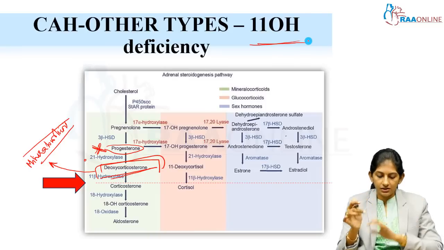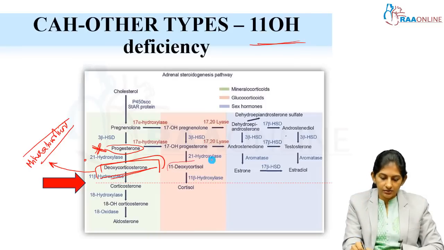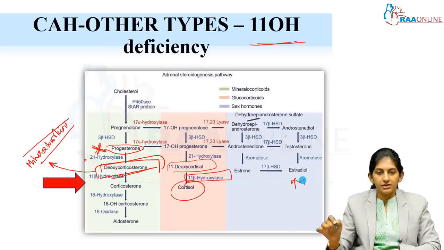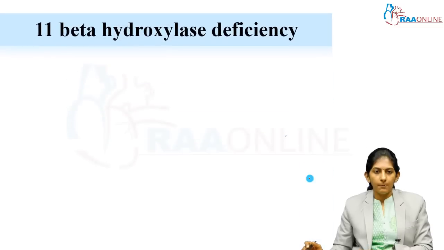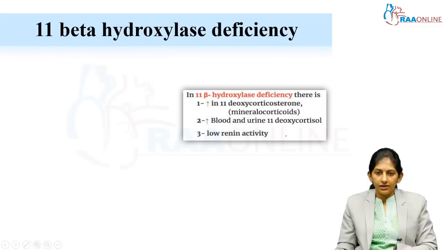What is deficient here? Since 11-beta-hydroxylase is deficient here, the cortisol is not formed. There is an increase in sex hormones. So, let's see here. In 11-beta-hydroxylase deficiency, there is an increase in 11-deoxycorticosterone, which is a mineralocorticoid. Low renin activity will be there.